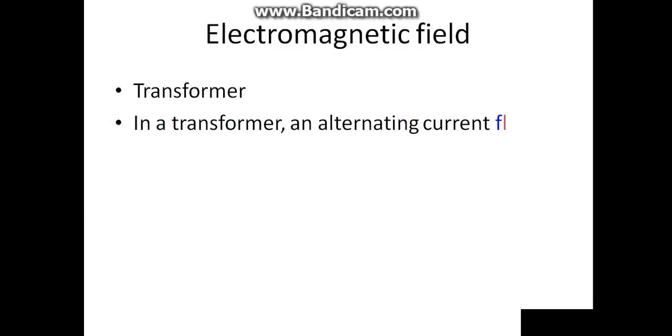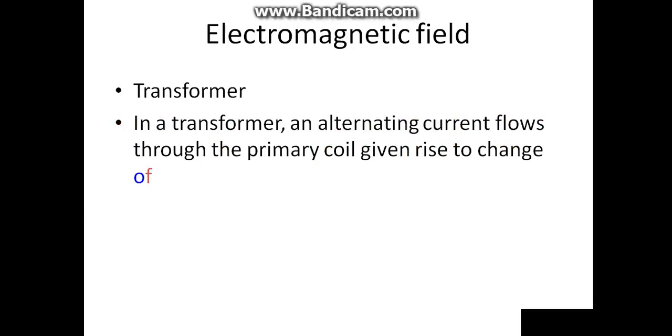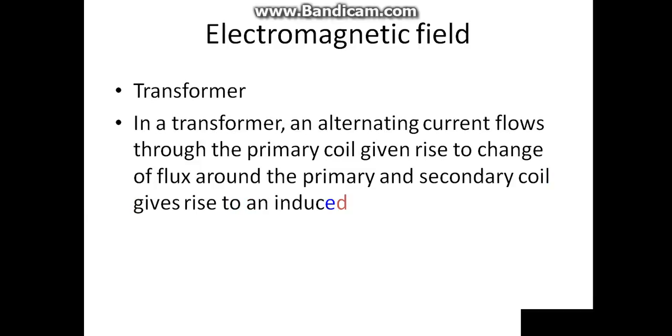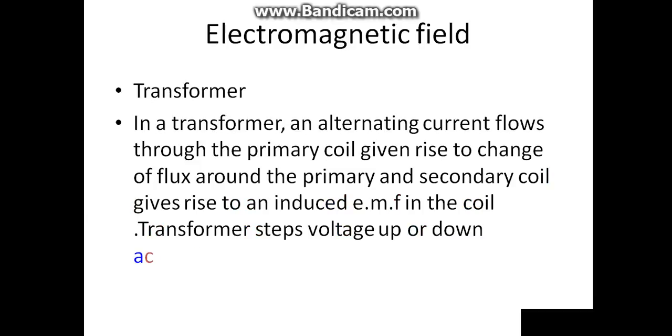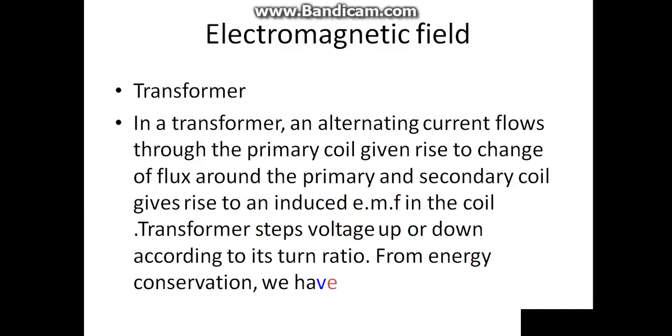Electromagnetic field: transformer. In a transformer, an alternating current flows through the primary coil, giving rise to a change of flux around the primary and secondary coil, giving rise to an induced EMF in the coil. Transformers step voltage up or down according to their turn ratio.